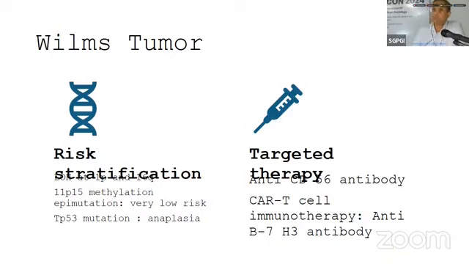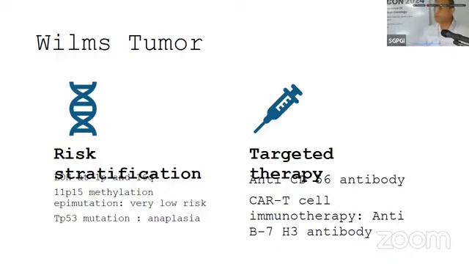How can we reduce the toxicity? Multiple cooperative group trials tried to identify those patient groups who can be treated only by surgery. For that, certain criteria were defined. One was the age should be less than 2 years. The tumor weight should be less than 550 grams. Histology should be favorable histology.